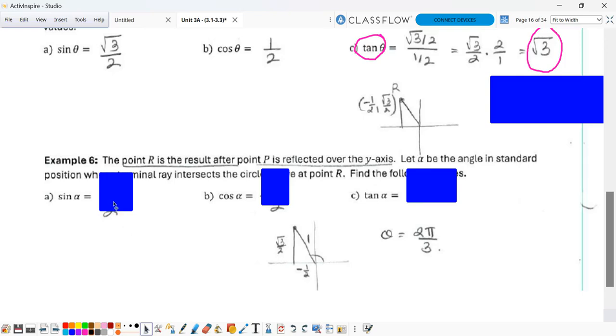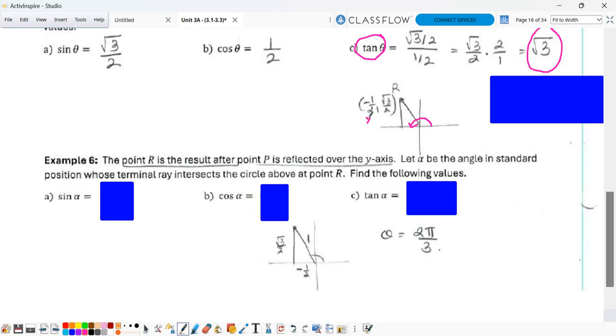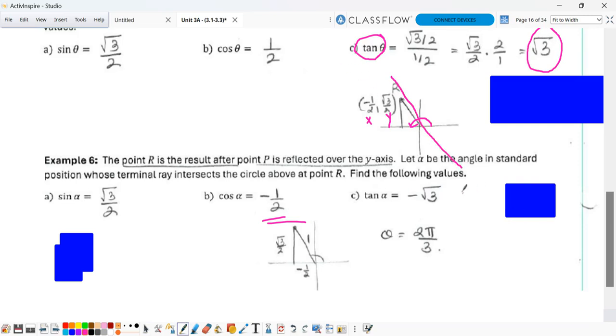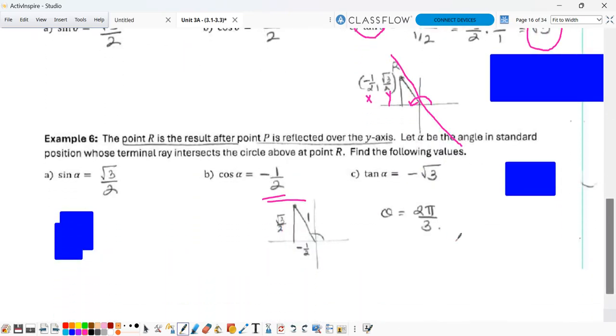In second example says point R is reflected over the y-axis. So let's talk about this. Reflection over the y-axis, which means x becomes negative, y becomes positive. So then what is sine theta, cosine theta? Well, it's still same. The difference is cosine is negative. And guess what? The tangent is also negative because now it is a slope with a negative line. You can see that's a negative slope. So then what will be this angle? You have to make connection that if you reflect that pi over 3 angle into second quadrant, that becomes 2 pi over 3.